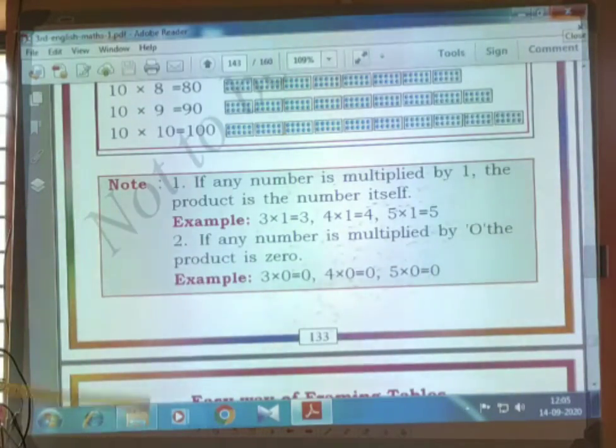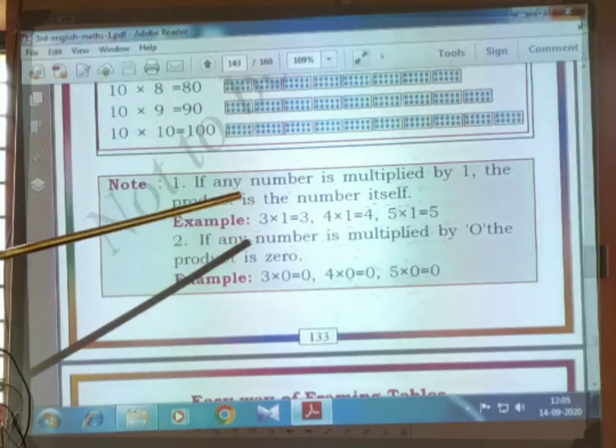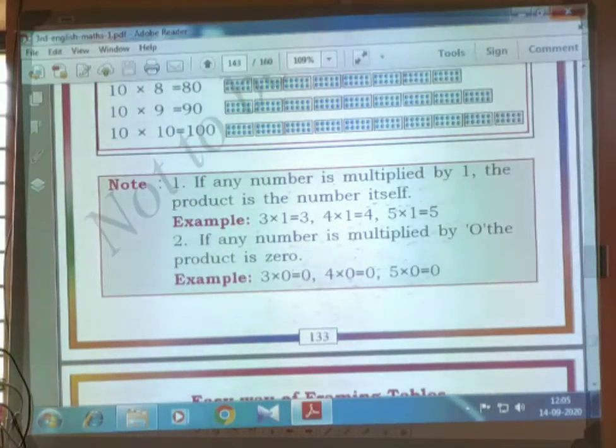Important point, if any number is multiplied by 1, the product is the number itself. If any number is multiplied by 0, the product is 0.